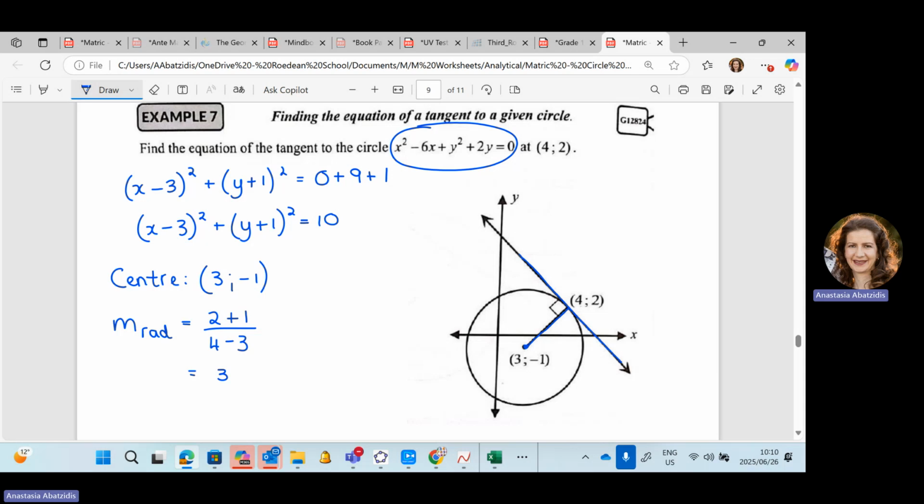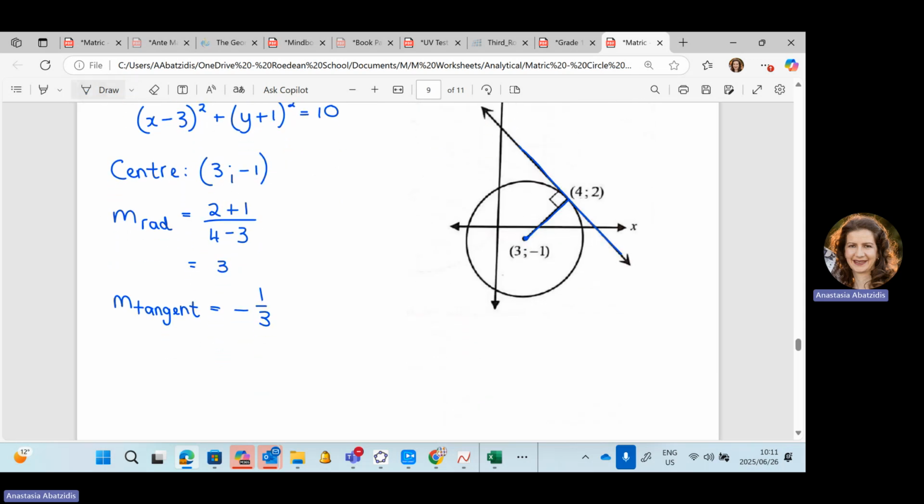Now, what would the gradient of the tangent be? Remember, they're perpendicular. The radius and the tangent are perpendicular. The negative reciprocal. So it's easy. If this one is 3, what's the gradient of the tangent? Negative reciprocal: numerator becomes denominator, denominator becomes numerator. Negative 1 over 3. Oh, there you go. Okay, negative a third. So now we've got the gradient, we've got the point.